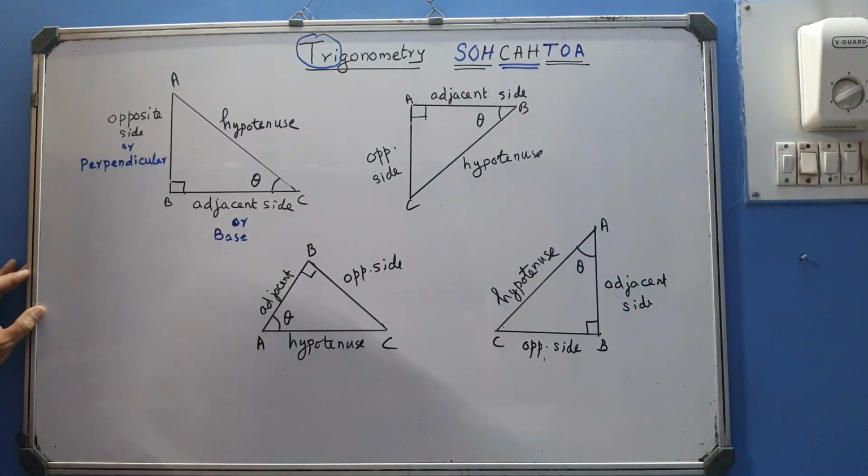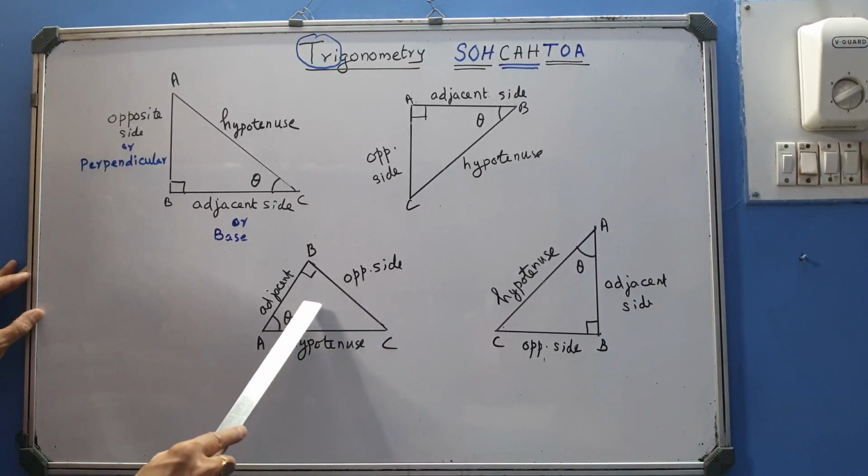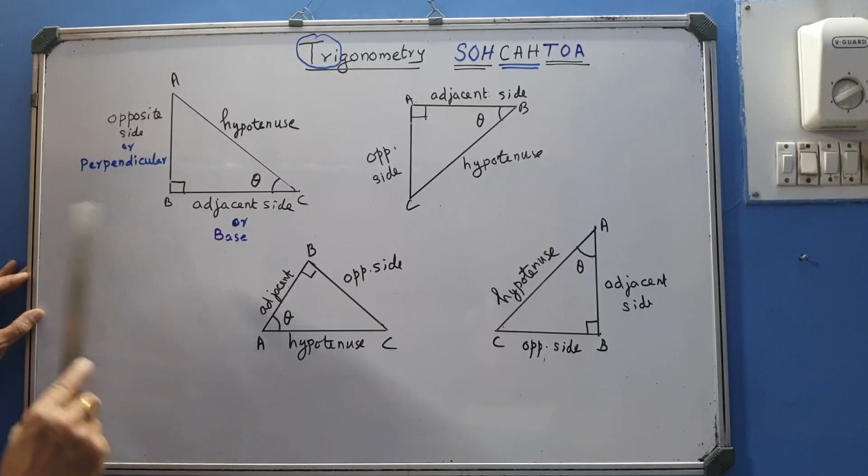Let's take this triangle. This is a right angle triangle. 90 is here. The side which is opposite to 90 is called hypotenuse. The side which is opposite to the given angle theta is called the opposite side. The third side, which is close to theta, is called the adjacent side.